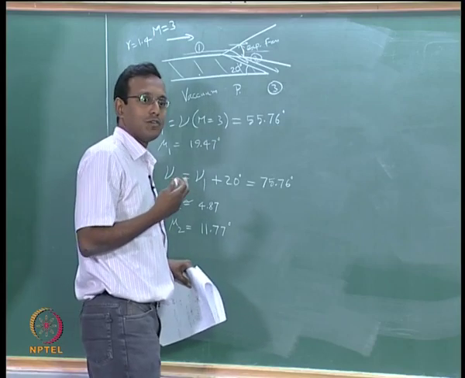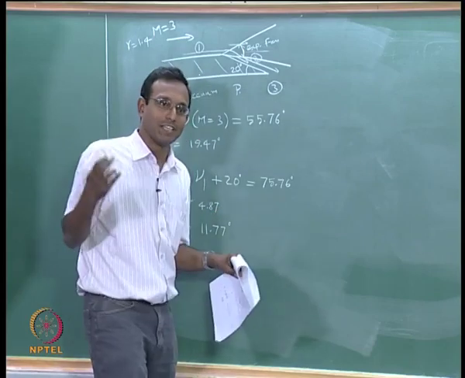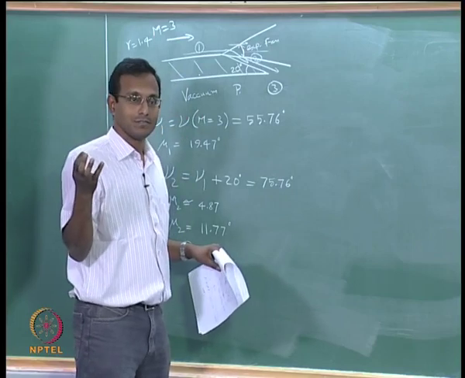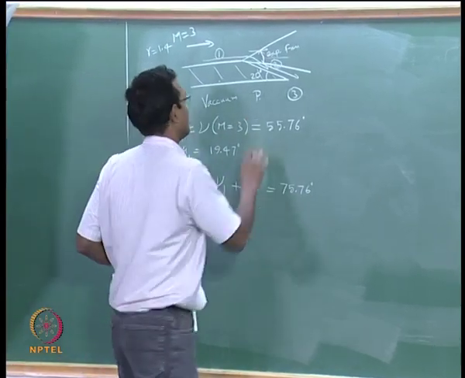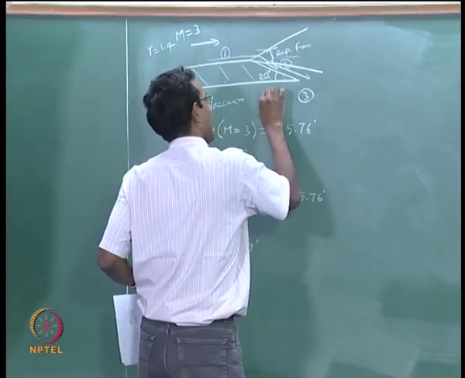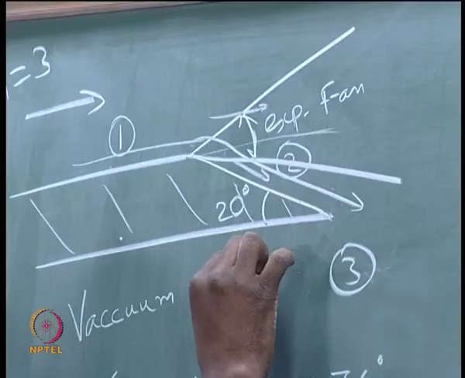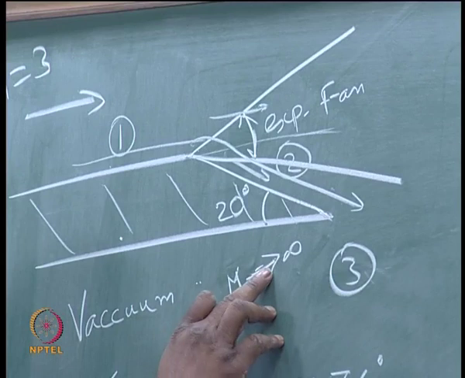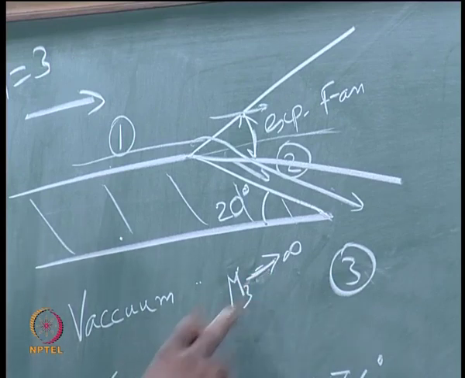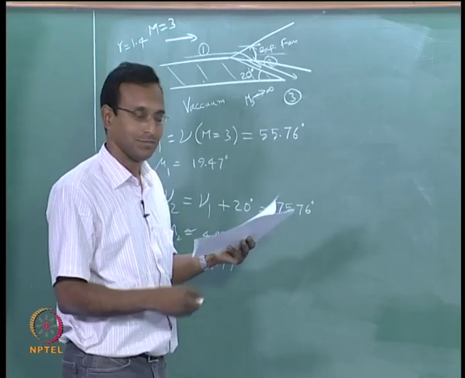If it is 0, what should be my Mach number? Keeping the same P naught, isentropic, M should tend to infinity. So, I know that my final Mach number M3 tends to infinity, not equal to, it tends to infinity, which means now I know my M3, I know my M2, I just have to draw the expansion fan. The problem is different.